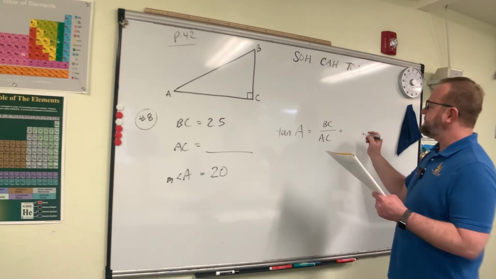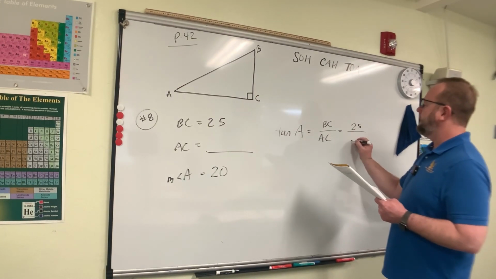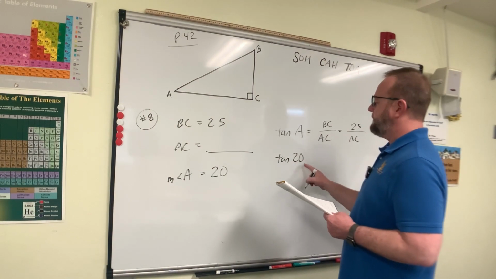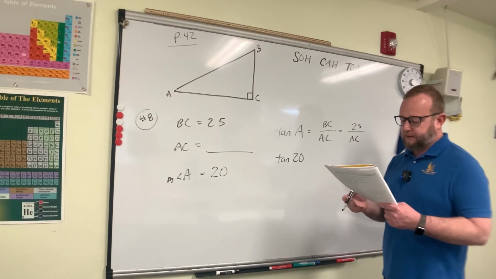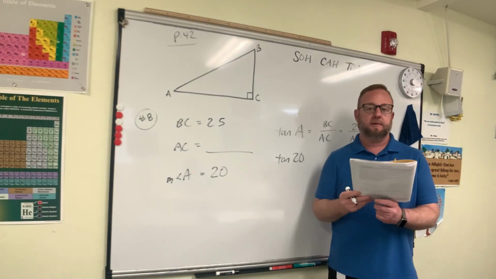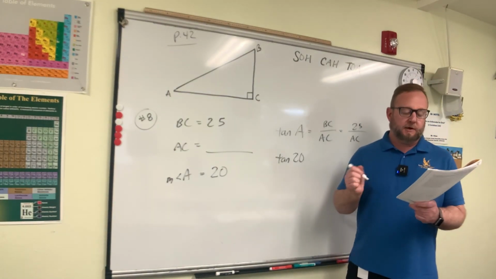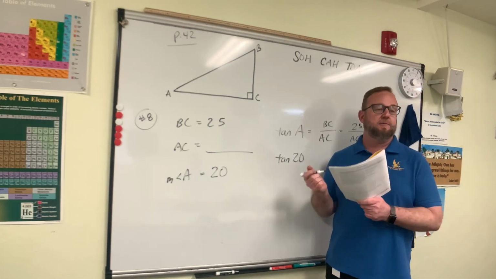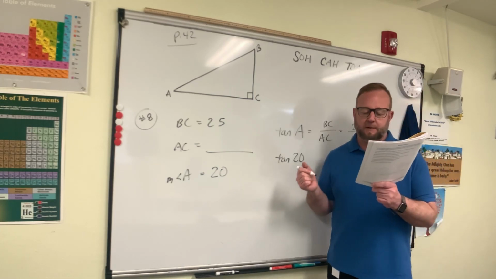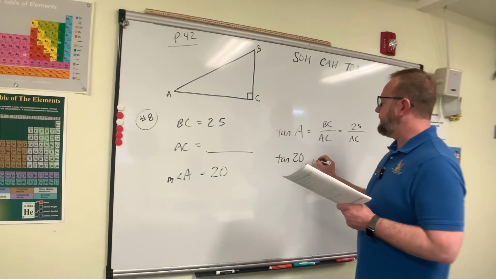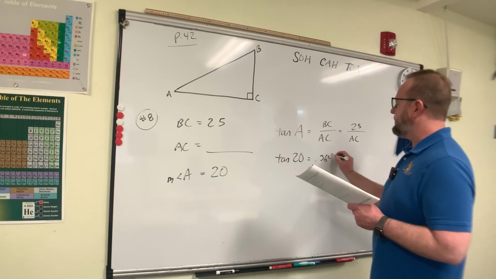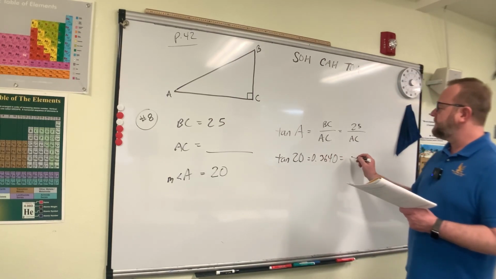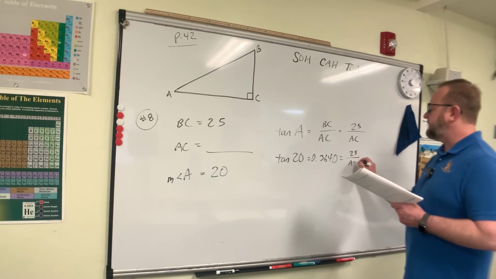I know that BC is 25. AC is my unknown, but I also know that tangent of 20 is my angle. So then I look up 20 in my trig table, go over to the tangent column, and I find what number is under 20 in the row 20 for the tangent column. That is 0.3640. So essentially I now have 0.3640 is equal to 25 over AC.